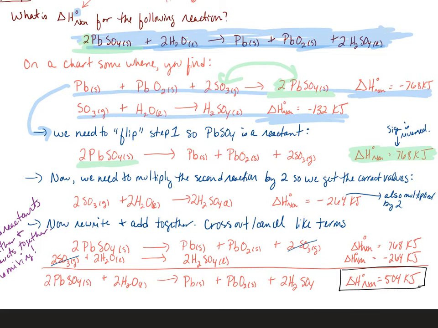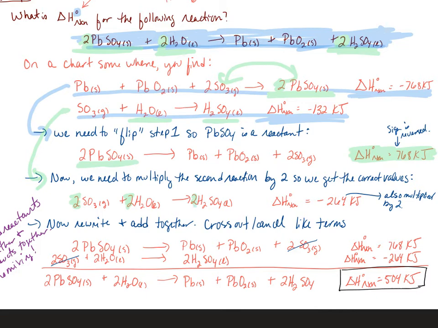Then I need to look at the second reaction here. This second reaction, we have H2O and H2SO4, just like we see up above. But notice that we have 2 H2O and 2 H2SO4 up here. Well, that tells me that I need to multiply the entire thing by 2. So you do that, and you put a 2 in front of everything.